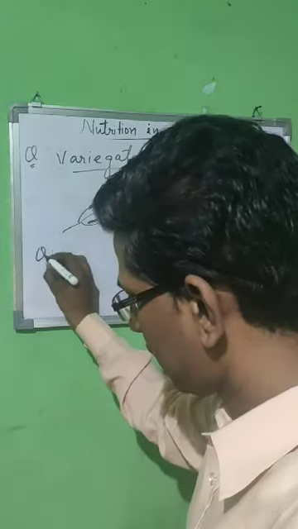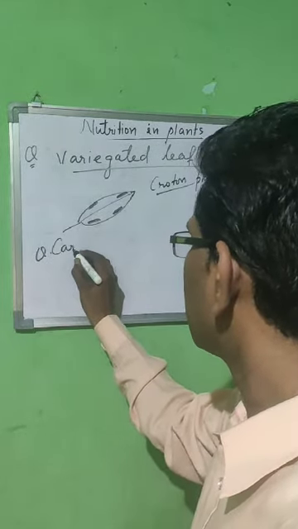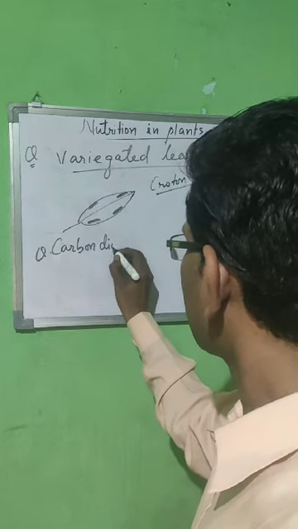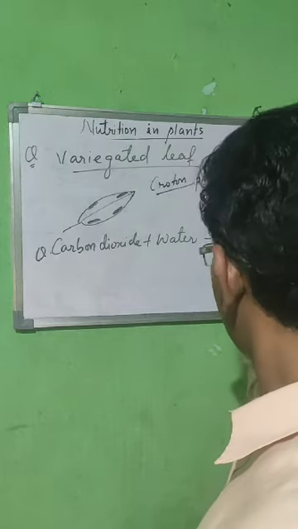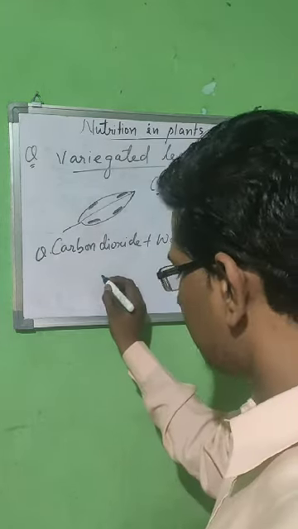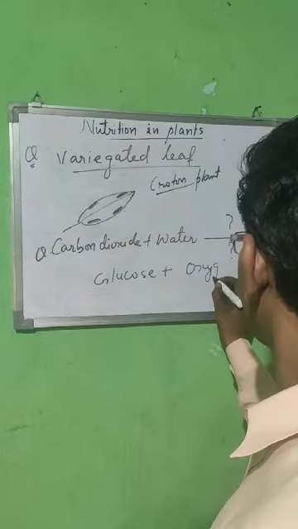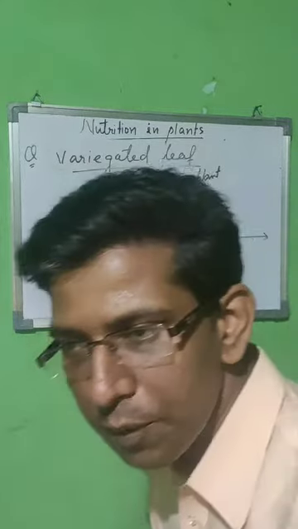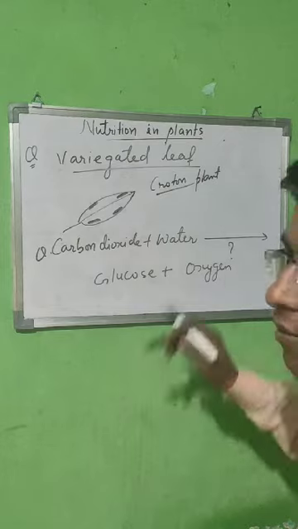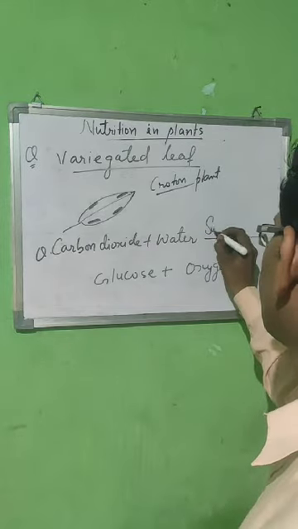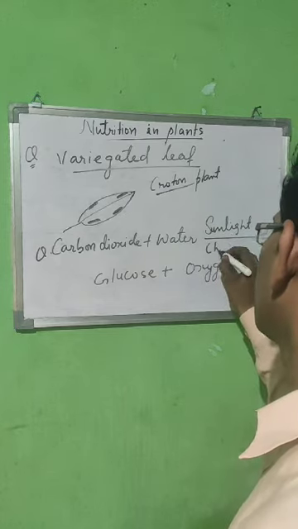Okay. The next question, we have to complete one equation. I have written here already, and I explained in the previous question: carbon dioxide plus water, arrow, and the product is glucose plus oxygen. So right now I explained the basic requirements for the process of photosynthesis. In this question mark, what do we have to write? Sunlight. And in the next question mark we have to write chlorophyll.